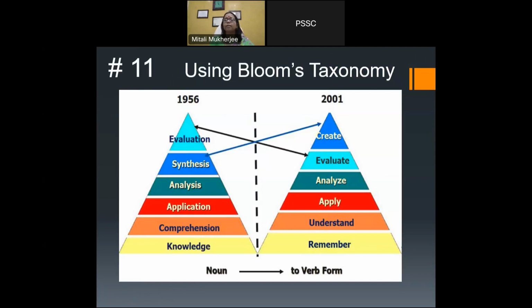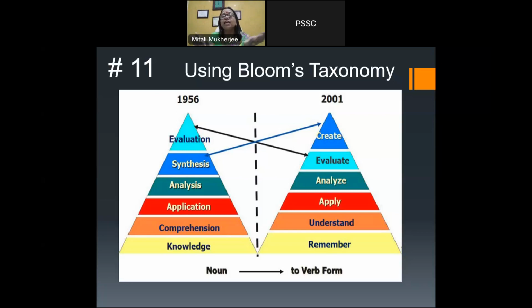ब्लूम कहते हैं कि अगर आप क्लासरूम में कुछ पढ़ा रहे हो and you're not teaching the child how to think, then your class is useless. So please, teachers, Bloom's taxonomy, when I say, I mean to say that you please stop rote learning in your classes. You teach the child how to understand, apply, analyze, evaluate, and create.